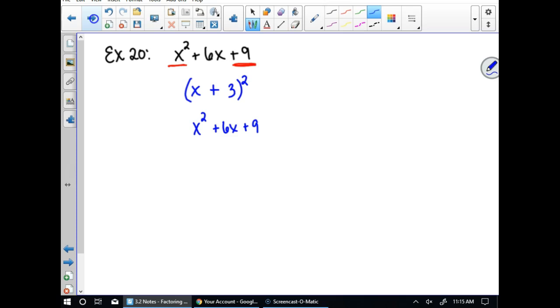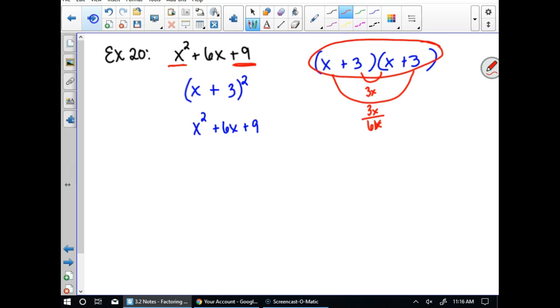You don't have to know any special rules for that. You can do it just like always. You could say x and x, and then for 9, we could use 9 and 1 or 3 and 3, so if you try 3 and 3, you can check: 3x and 3x. That gives you 6x, so you know you factored it correctly. So this is your answer, although a lot of times it will be written like this, x plus 3 squared, instead of x plus 3 times x plus 3. Okay. Questions on anything?